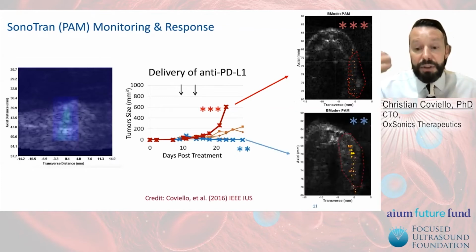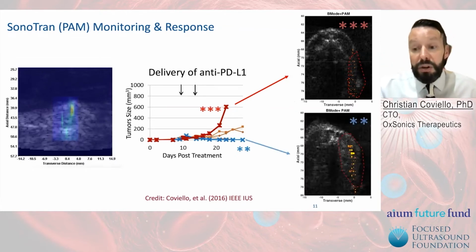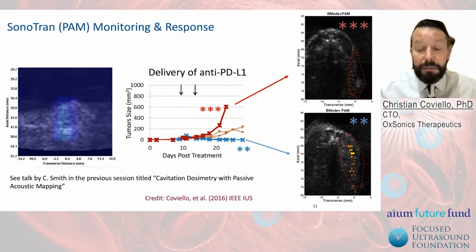And in the case of the good responder, where we saw complete regression of that tumor, we saw large amounts of cavitation, but spread distributed into the center of the tumor. So not surprisingly, we got a good response there. So quite important, in terms of Cameron Smith's talk, coupling that to numbers, that's something we would like Oxonics and others to continue to push forward within the community in terms of cavitation dose coupled to effects.